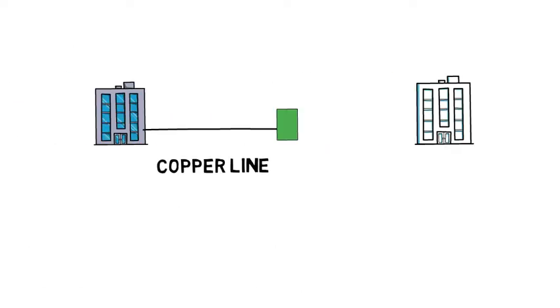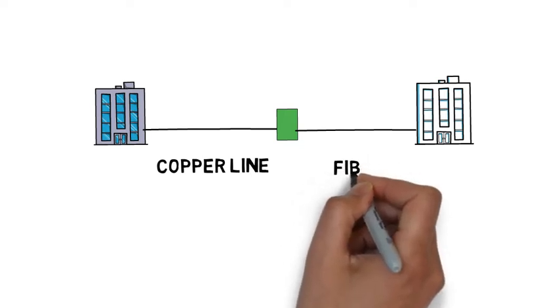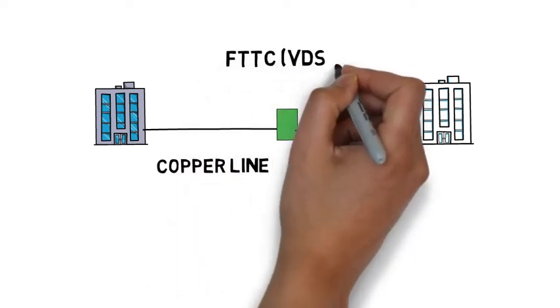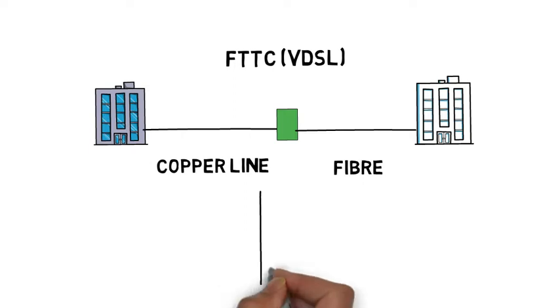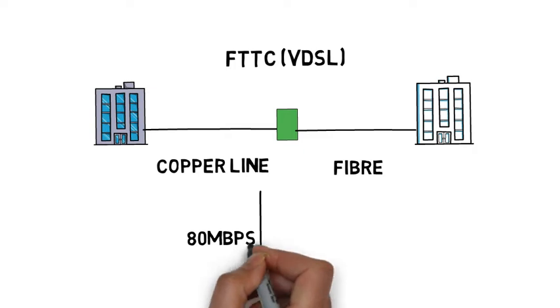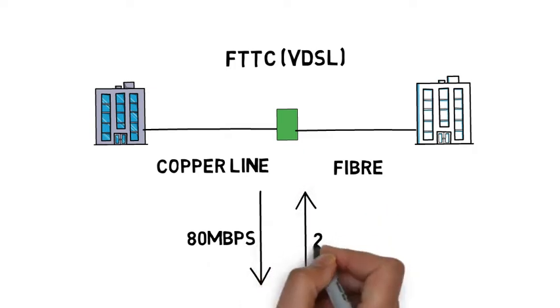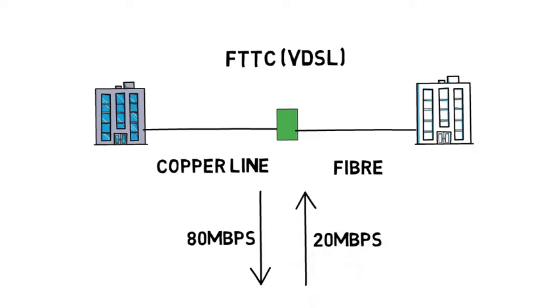The first great technical advance and the first time fibre internet was mentioned was when BT Openreach replaced the copper line between the cabinet and the exchange with fibre. This gives us a fibre to the cabinet or FTTC connection, sometimes called VDSL. As you have shortened the copper distance, the signal degradation is much less, so speeds of up to 80 megabits per second downstream and 20 upstream became possible. This is still the most common internet connection used today, particularly in residential or small business scenarios.